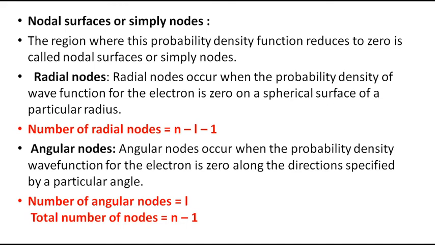But there are some regions where you cannot find the electron. They are called nodal surfaces, or simply nodes. Next we have radial nodes and angular nodes. Radial nodes means the probability density of an electron is 0. The probability of finding the electron is 0 on a spherical surface at a particular radius. That is called a radial node. Radial nodes formula: n minus l minus 1. Angular nodes formula: l.